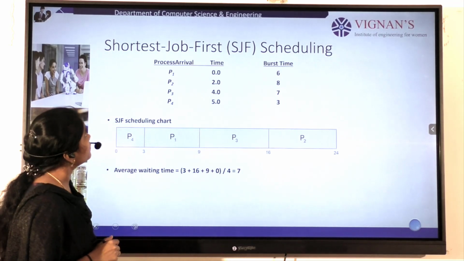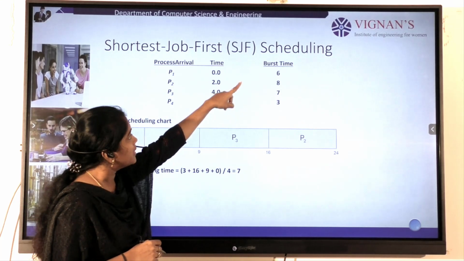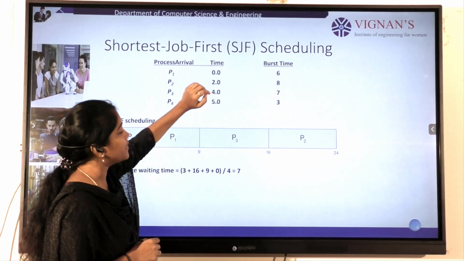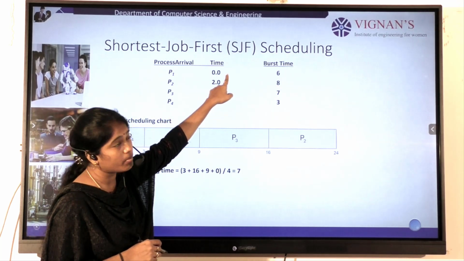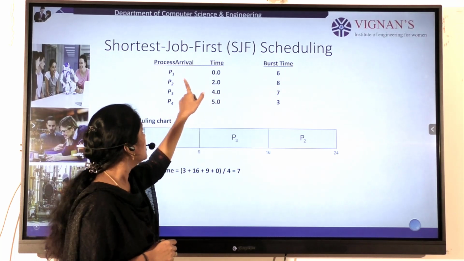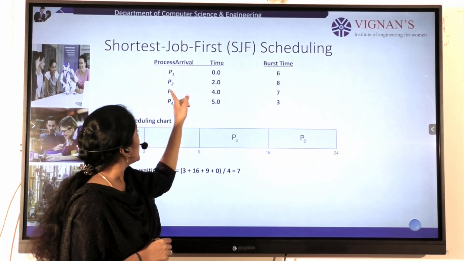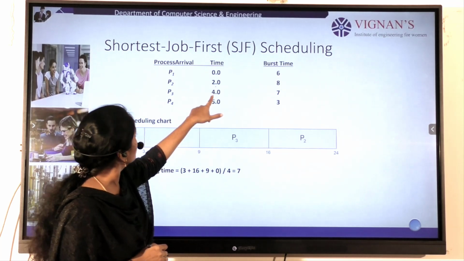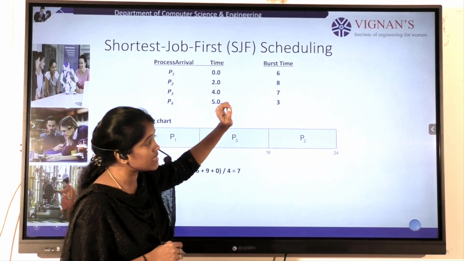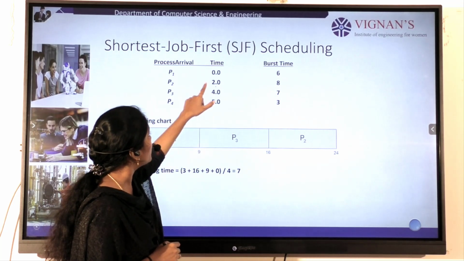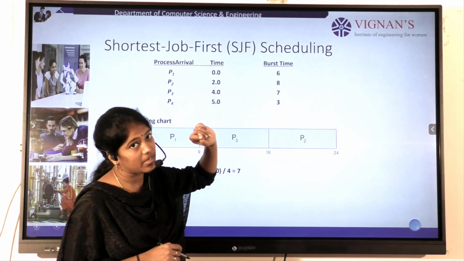So this is an example for the shortest job first scheduling algorithm. So these are the arrival times, and next, the burst times of the individual processes. Process P1 arrived at 0.0 milliseconds and its burst time is 6. Process P2 arrived at 2.0 and its burst time is 8. Process P3 arrival time is 4 and its burst time, execution time, is 7 milliseconds, and process P4 arrival time is 5 and its execution time is 3 milliseconds.